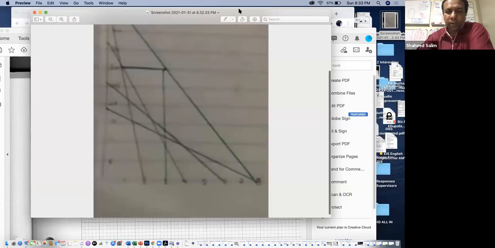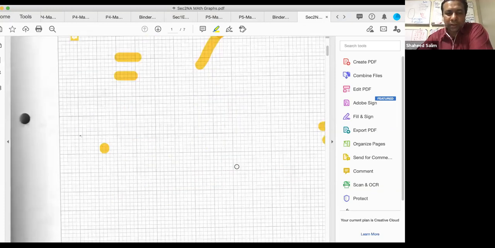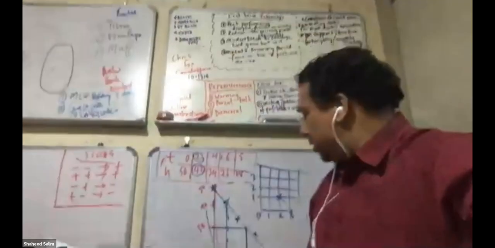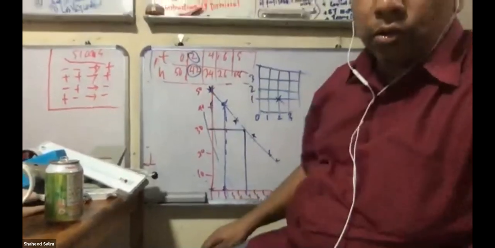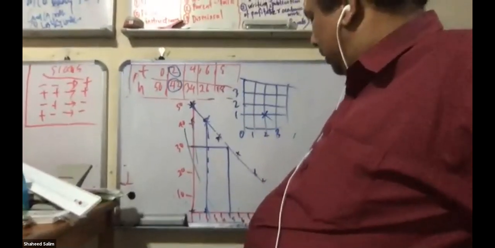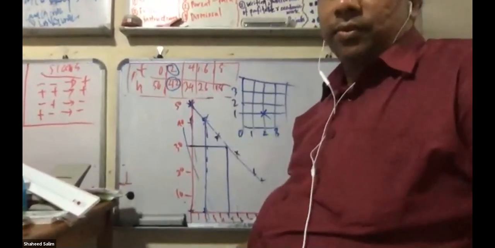So now we go back to down here. Now they give another question. Find the time taken for the tank to be completely drained. How to do? Let us look down here. Completely drained means 0. So what do you do? Ryan, what do you do? How to find the time taken when it's completely drained?